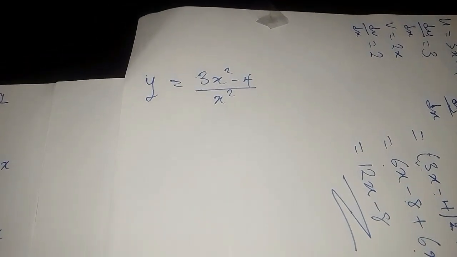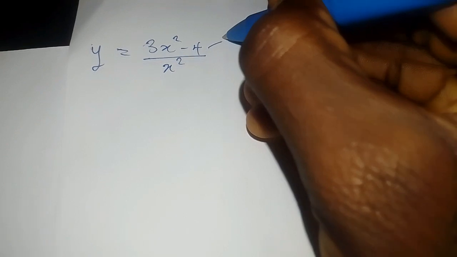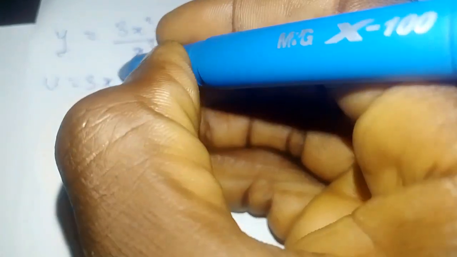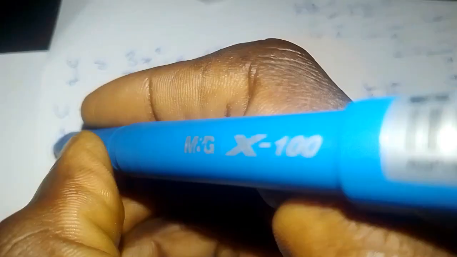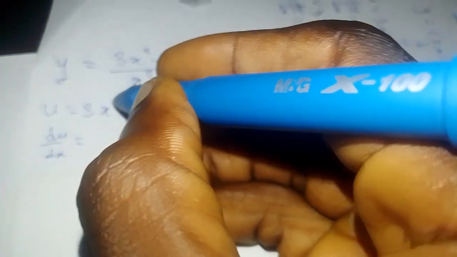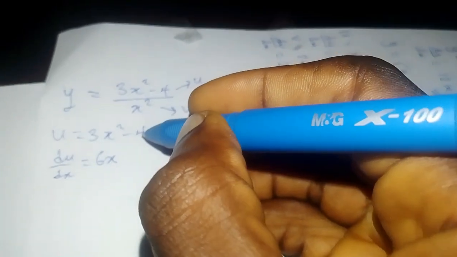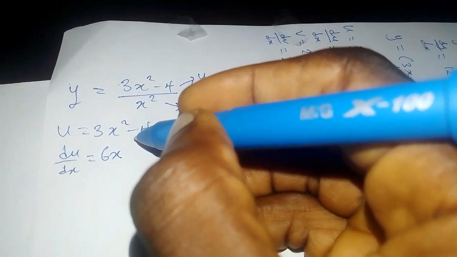Okay, that means from here I can actually say something. I can say here, which is my top, I can call it my u, and here, which is my bottom, I can call it my v. Which means for me, I can say u is equal to 3x squared minus 4, then du dx will be 2 times 3, that's 6x. I've told you, whenever you are differentiating a constant, it becomes 0, so that minus 4 is useless.